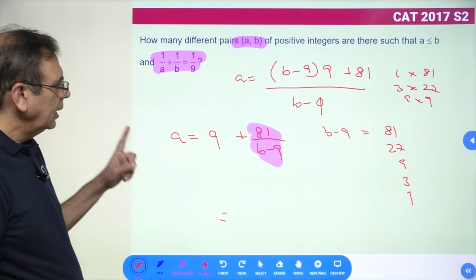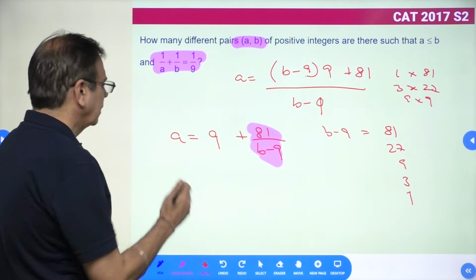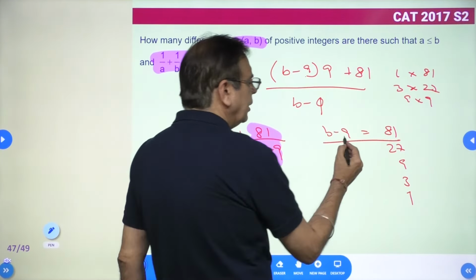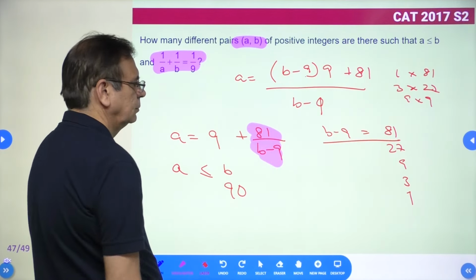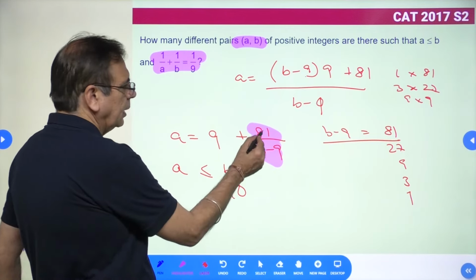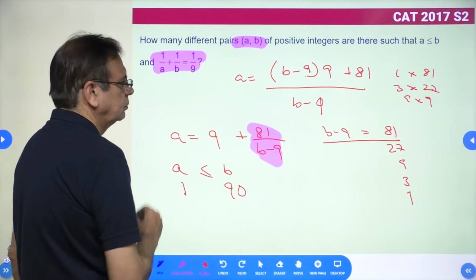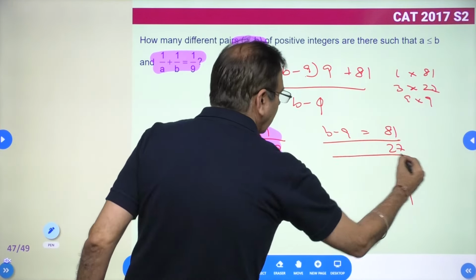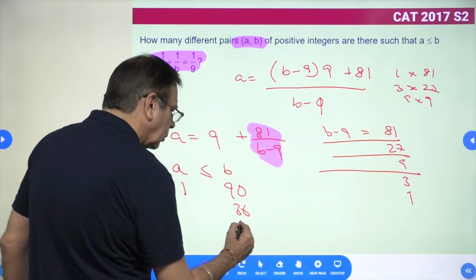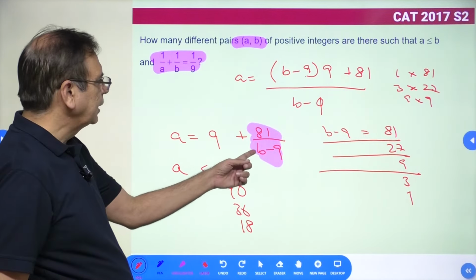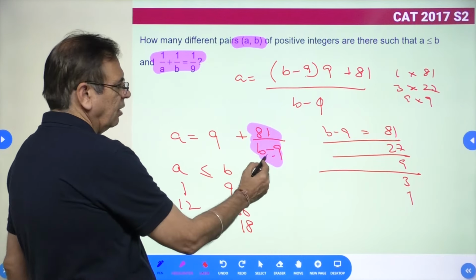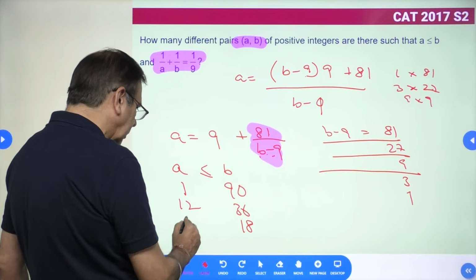Remember, A has to be less than or equal to B. That is critical. If B minus 9 is 81, B should be 81 plus 9, 90. Then 81 upon 81 is 1, so A is 10. If B minus 9 is 27, then B will be 36. If B minus 9 is 9, then B will be 18. Now if B is 36, 81 upon 27 is 3, so 9 plus 3, 12. If B is 18, 18 minus 9 is 9, 81 upon 9 is 9, 9 plus 9, 18.